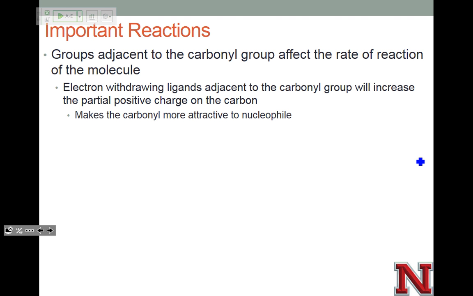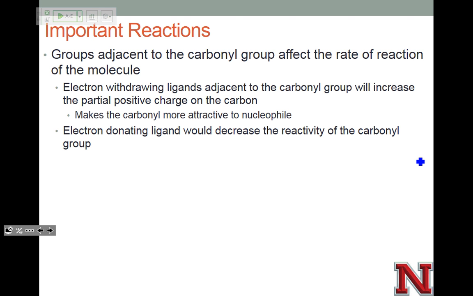And then if we have an electron withdrawing group that's trying to take the 6 electrons that it has away from it and pull them closer to itself in the bond, that's going to make that carbonyl even more unstable because it's already electron deficient and electron withdrawing groups are trying to take even more away. What that means is a nucleophile is going to be more apt to react with it because it's more reactive. It's higher in energy.